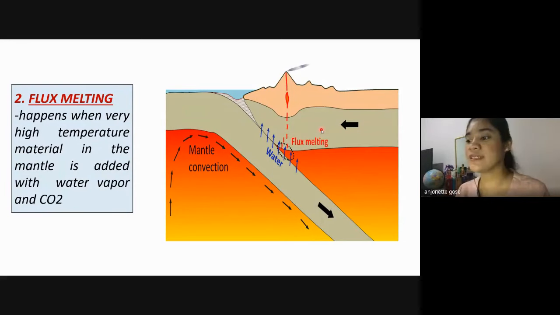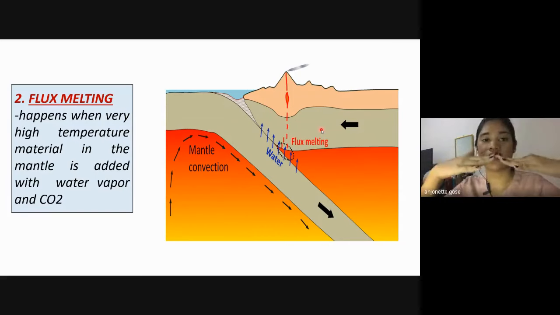So, how is flux melting happening? So, sa case na to, we have the convergent boundary. And convergent boundary is the movement of plates towards each other. So, same direction siya. So, take note, ang convergent boundary ay pwedeng maganap into three. We have the convergent boundary of the continental to continental plates. So, continental crust and continental crust converge to one another. But pag continental to continental crust, hindi nagpo-form ng magma.